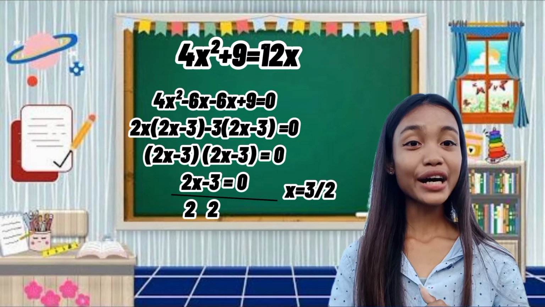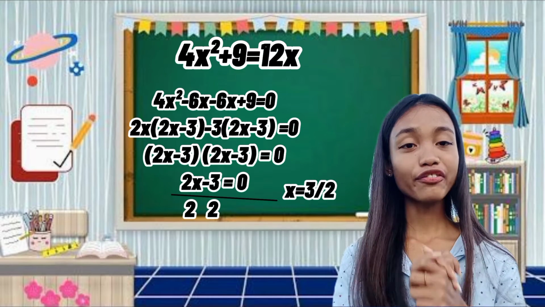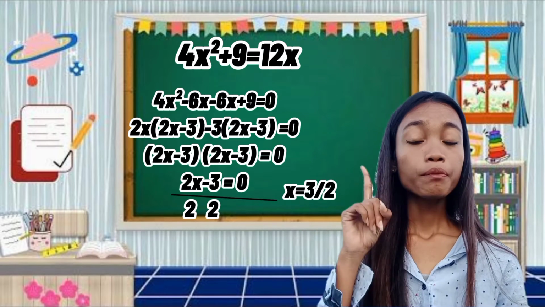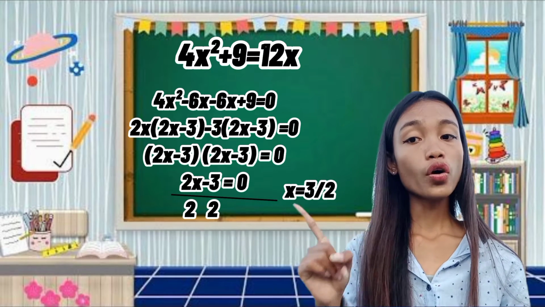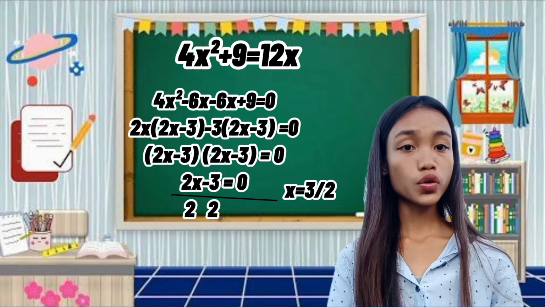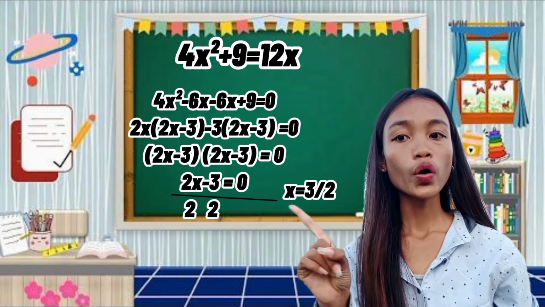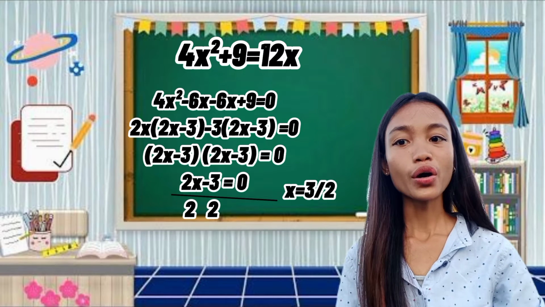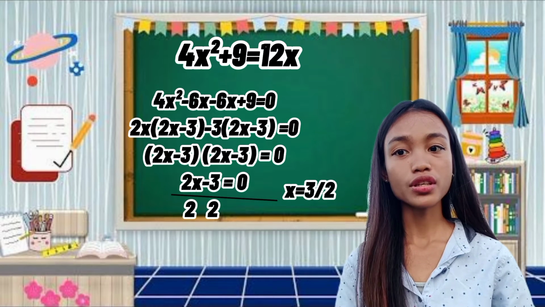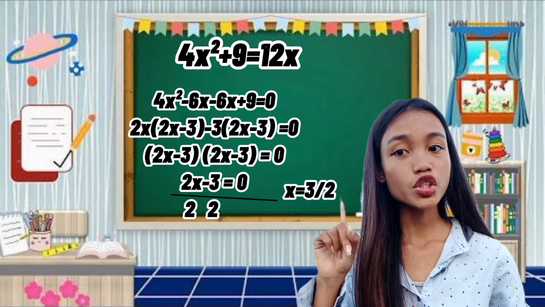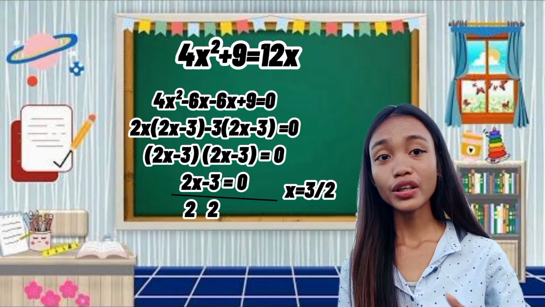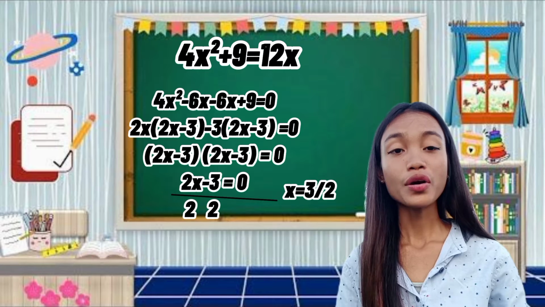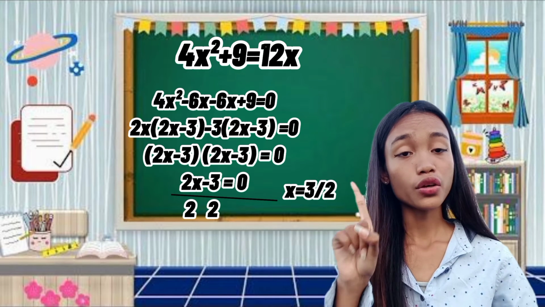So we have already factored. We have 2x minus 3, and the other factor is 2x minus 3 is equal to 0. We have now 2x minus 3 and 2x minus 3. So we are going to equate them to 0. So 2x minus 3 equals 0, and the other is 2x minus 3 equals 0. They are the same, so we're only going to use one.